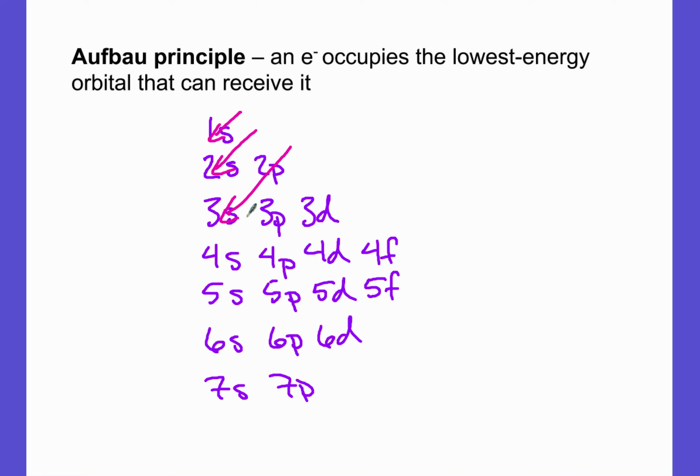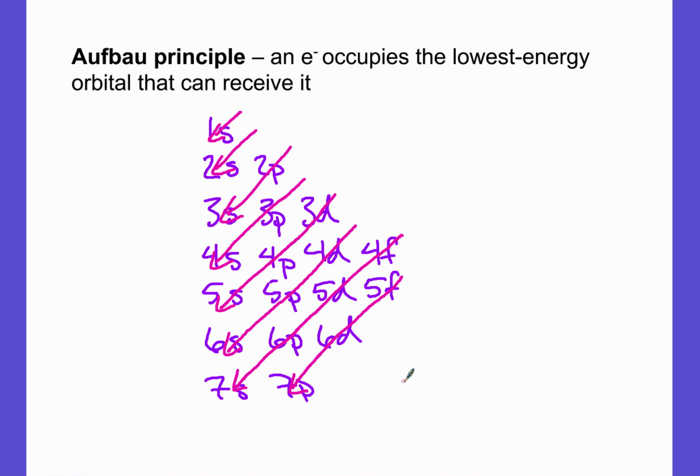You don't read it left to right, because after 3S is 3P, but you don't go to 3D after 3P. You actually end up going to 4S first and then come back up to 3D and then do 4P and then 5S. And then you go 4D, 5P, 6S. And then it's 4F, 5D, 6P, 7S. And then it's 5F, 6D, 7P.